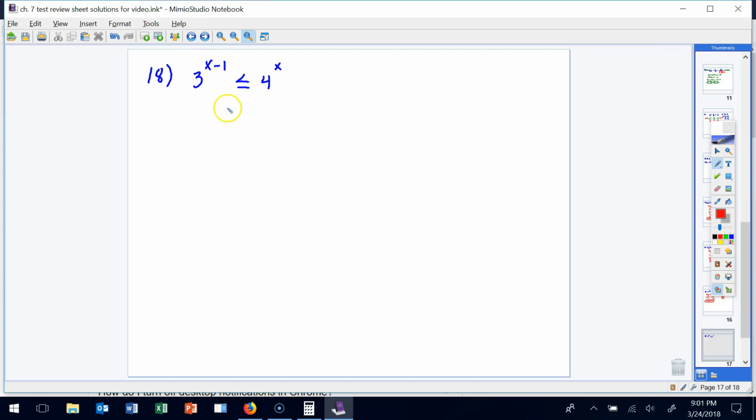Number 18 works similarly, but it's an inequality, of course. So we need to change this into log form. The base will be 3 of 4 to the x. And I'm going to turn this around so that it's still pointing at the exponent. Remember, logarithms and exponents, in this case, they need to be on opposite sides of the inequality. Okay, and once again, we're going to use the power property this time. We haven't looked at that yet, to turn this into this.